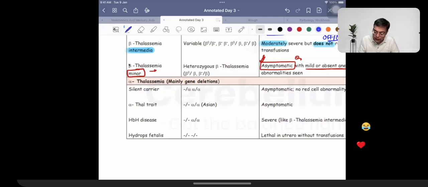Then we are talking about something called alpha thalassemia, less likely to be asked in the exam but then you need to have an idea. This is a genetic defect. It's a specific genetic defect that is going to be seen in the patient. IVS is a problem, intervening sequence.